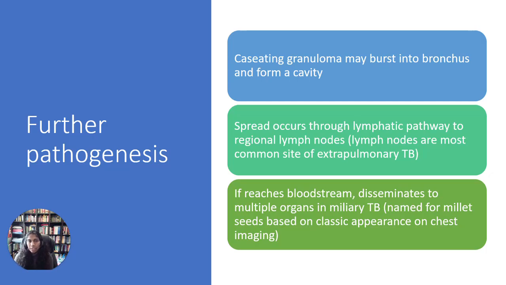If the granuloma is not able to wall off the infection, it may burst into a bronchus and form a cavity, and then the mycobacteria spread through the lymphatic pathway to regional lymph nodes, and that's why lymph nodes are the most common site of extrapulmonary TB. If it reaches the bloodstream, it disseminates to multiple organs in miliary TB, which is named for millet seeds based on the classic appearance on chest imaging.